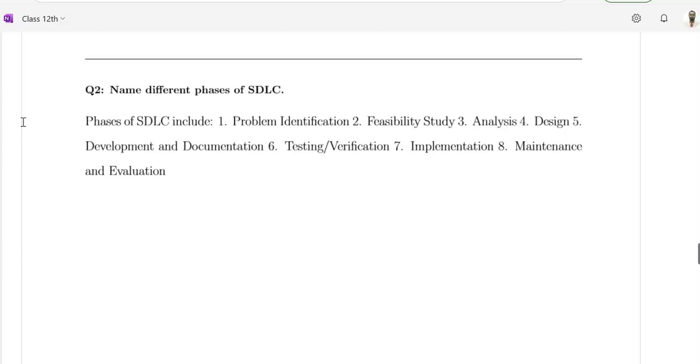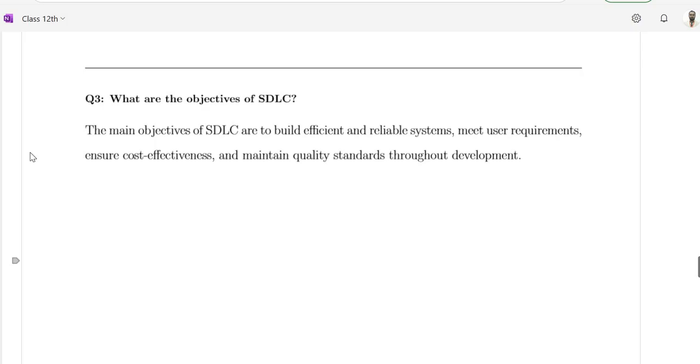Question number 2, name different phases of SDLC. Phases of SDLC include problem identification, feasibility study, analysis, design, implementation, meaning development and documentation, testing, verification, and implementation, maintenance, and evaluation.